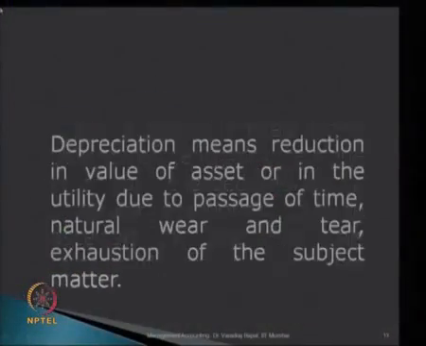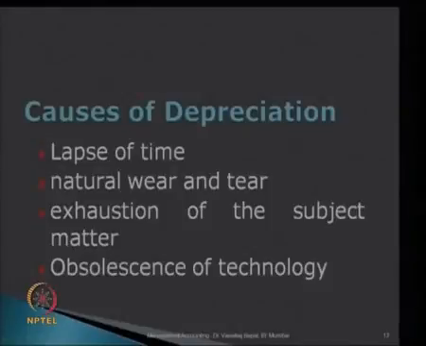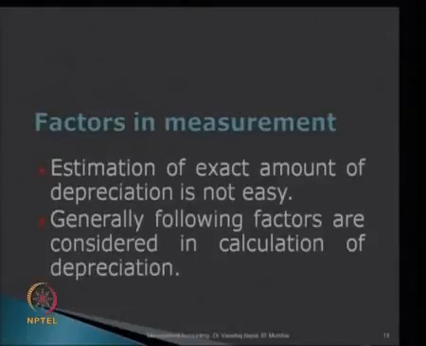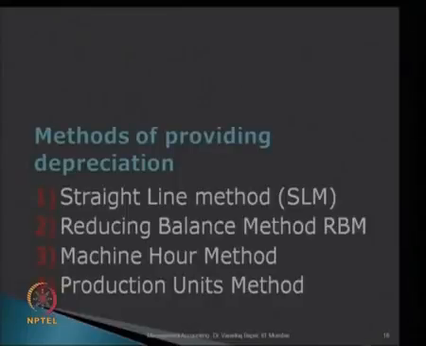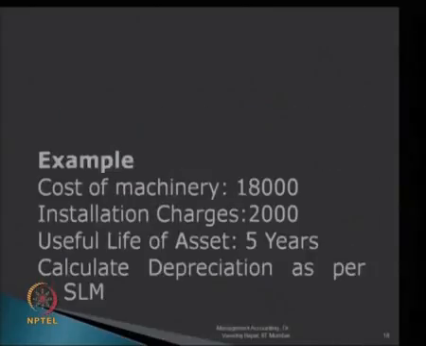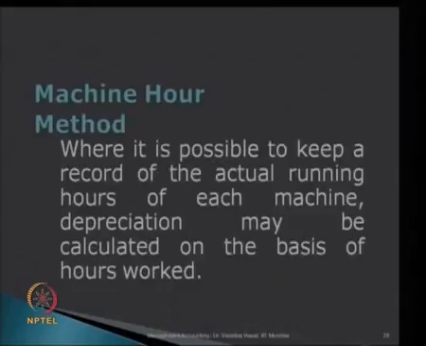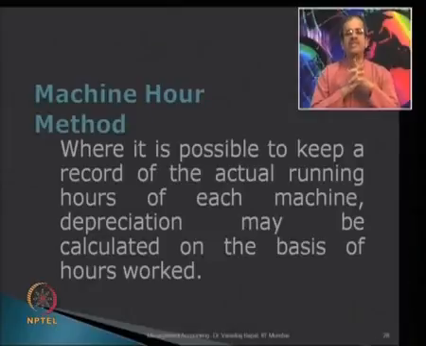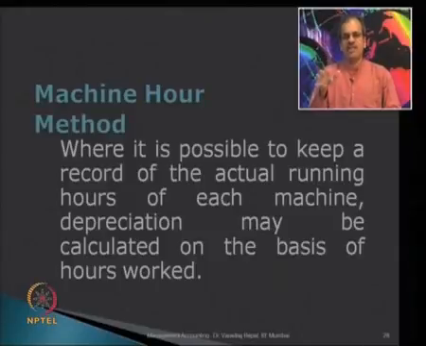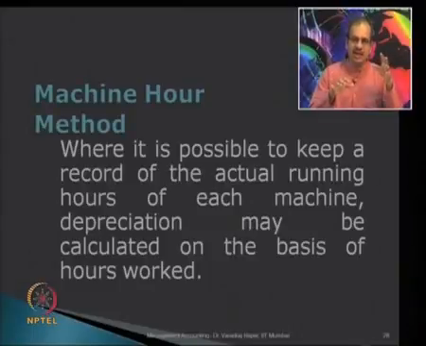Let us go to the next methods now. So, this is about depreciation, then causes of depreciation, objectives, factors. We were here, we have already discussed SLM and RBM. Now, let us see the third method, which is known as the machine hour method. Here the depreciation is actually charged on the basis of use of the asset, because depreciation is basically meant to be a charge on use.